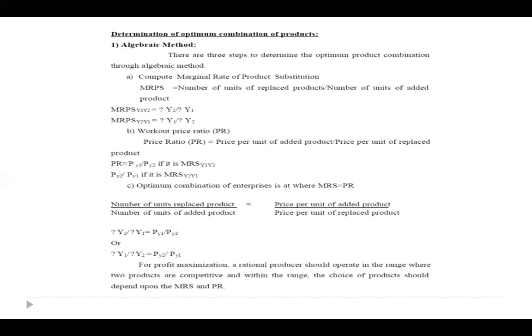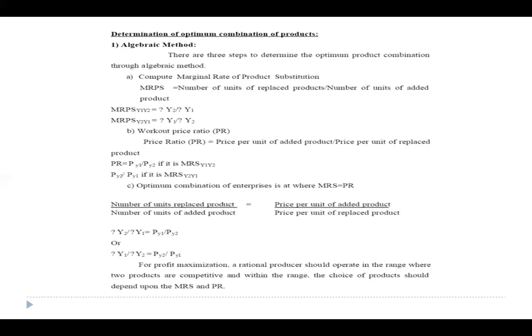Now work out price ratio. So what is price ratio? Formula of price ratio: price per unit of added product divided by price per unit of replaced product. So if you have to estimate price ratio of Y1 and Y2, what is the formula? Price of Y1 output divided by price of Y2 output. So this is the formula for estimation of second step, price ratio.